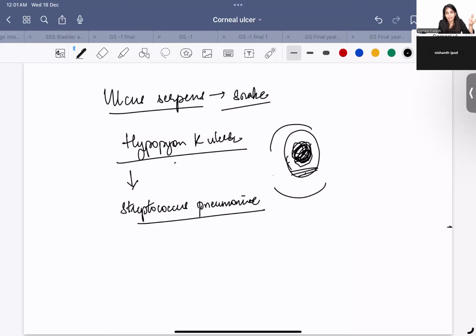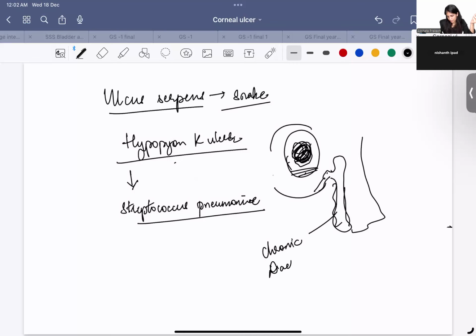Where do we get this organism in the eye? How do we get this organism? It is because if this is your nose, this is your lacrimal sac. So this lacrimal sac, if it is infected, that is your chronic dacryocystitis. This will have Streptococcus pneumoniae as your causative organism. And this is the reason why this patient has developed ulcus serpens or hypopyon corneal ulcer. Okay, we are clear with the bacterial corneal ulcers.